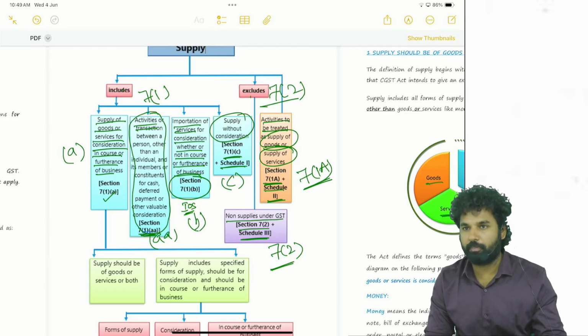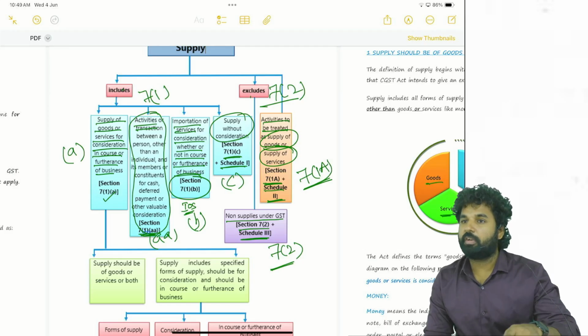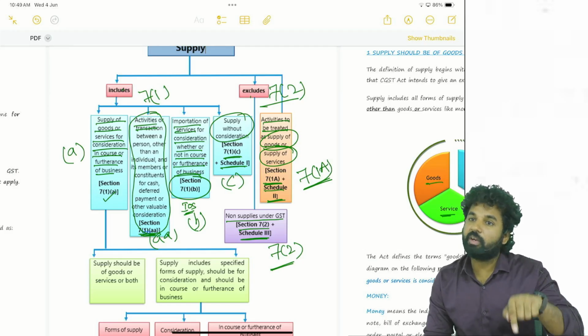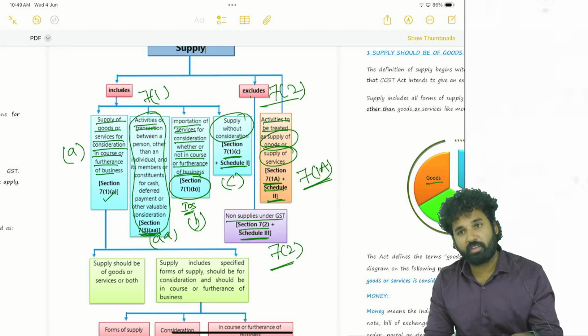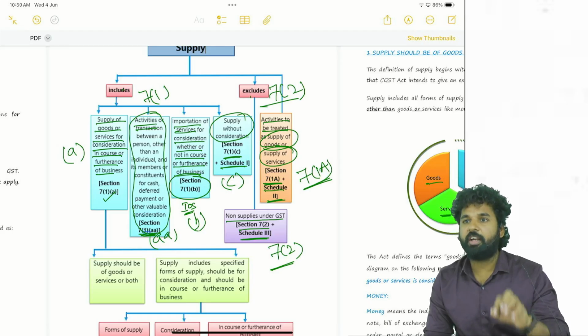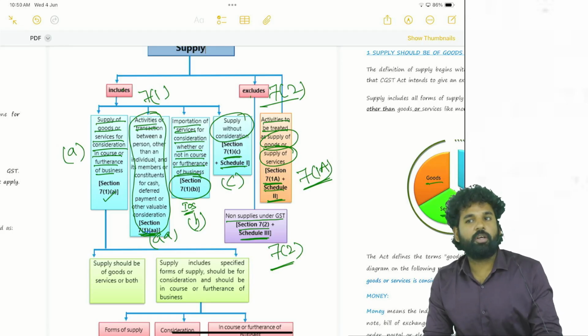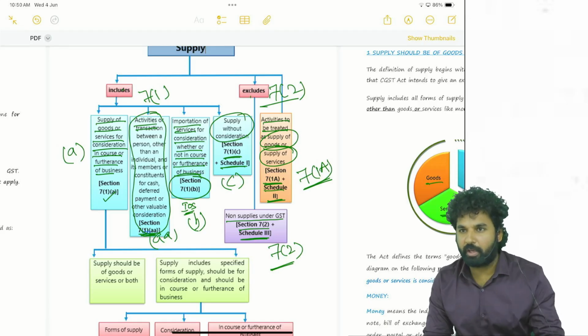All forms of supply, such as sale, transfer, barter, etc. In the course or furtherance of business. And that too for consideration. So if all these conditions are met, as per Section 7, subsection 1, clause A, it is a supply. If not, it is not a supply.